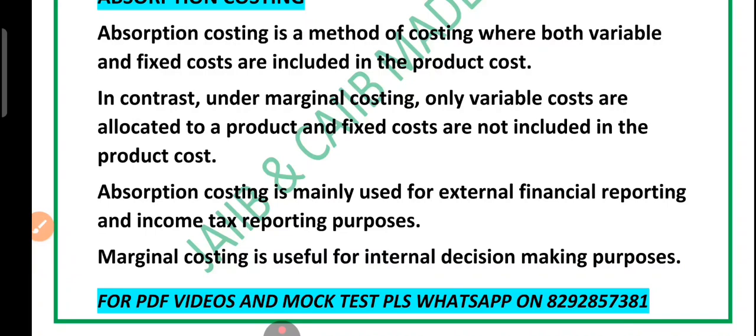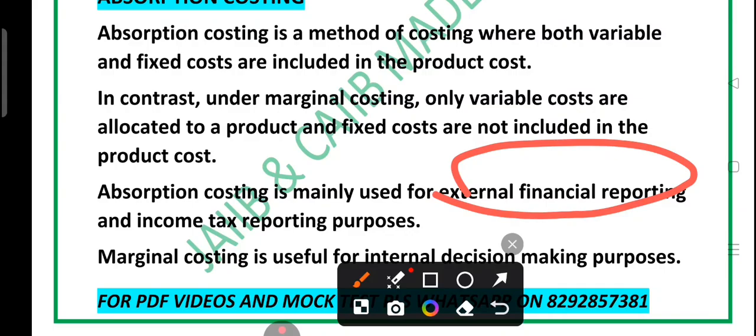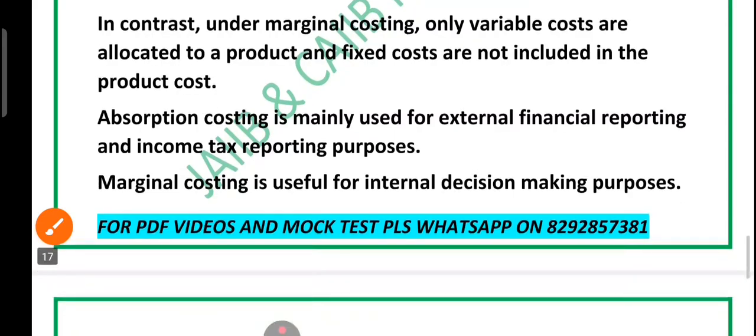Now you may wonder, why do we need two methods? Absorption costing is mainly used for external financial reporting and income tax reporting, right? These are the two areas where absorption costing works very well because it gives a complete picture of all the costs related to a product.